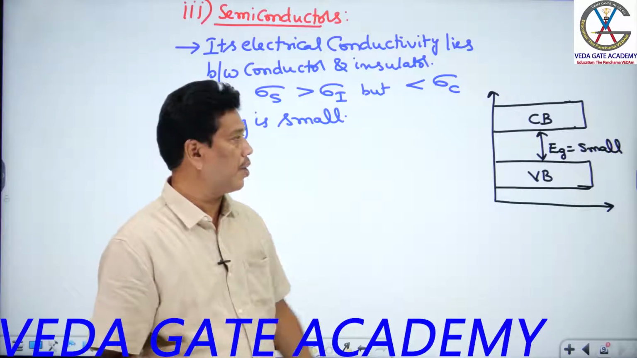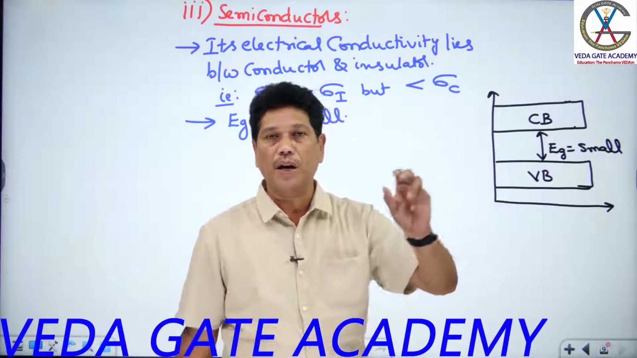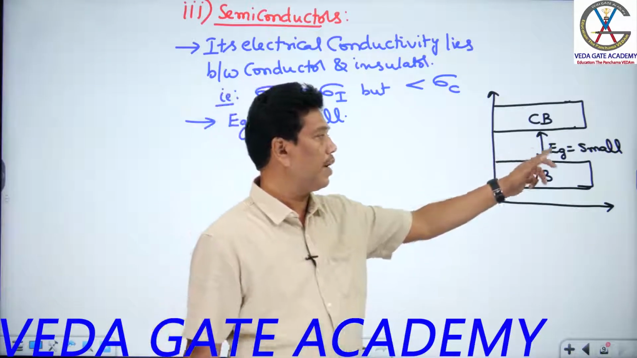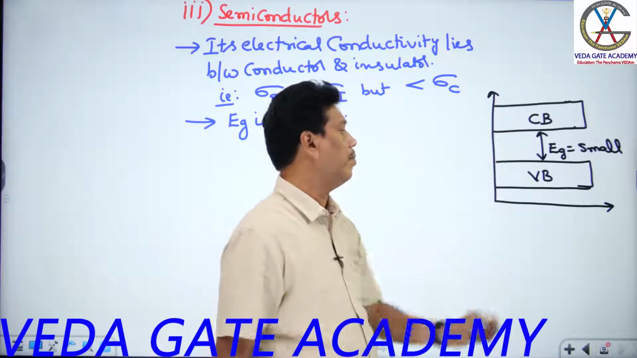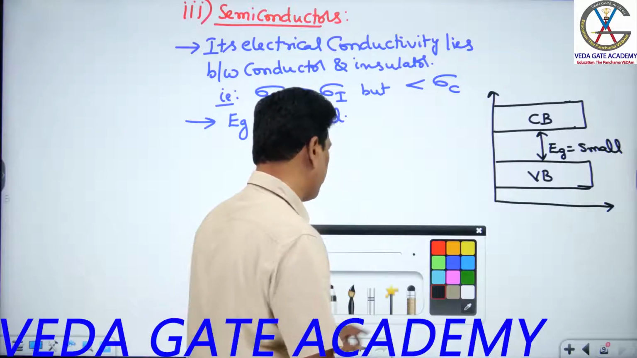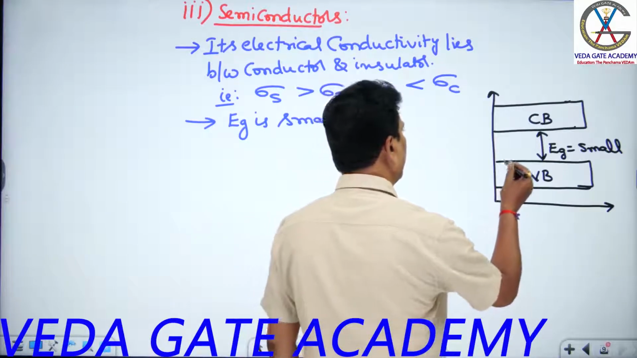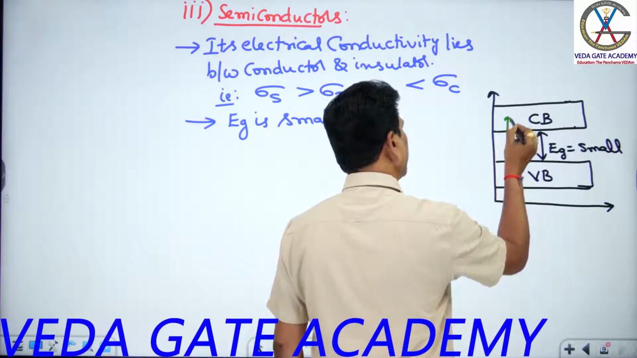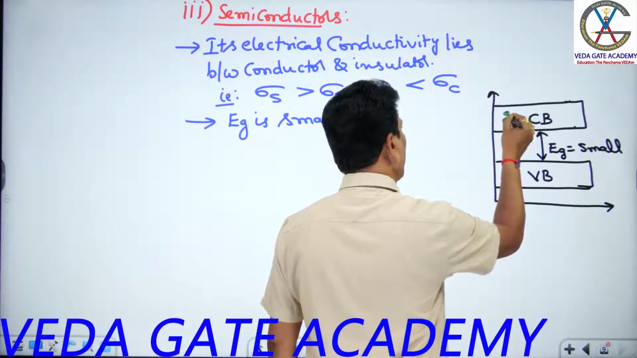On applying the energy, this should be applicable energy, students, not much high. It should be around 1 electron volt only, I told you. So on applying the required energy, the electron in the valence band that got the required energy may jump to the conduction band, like this, and become free.